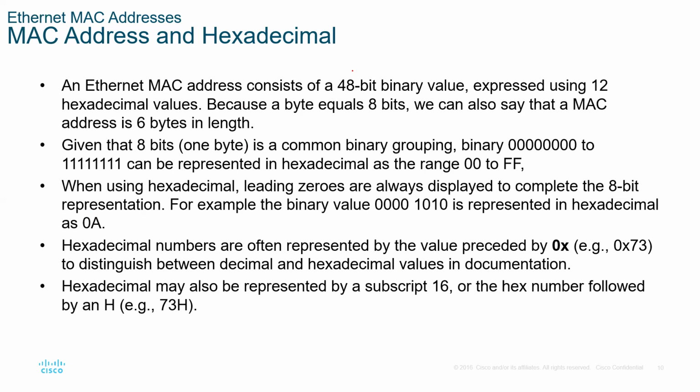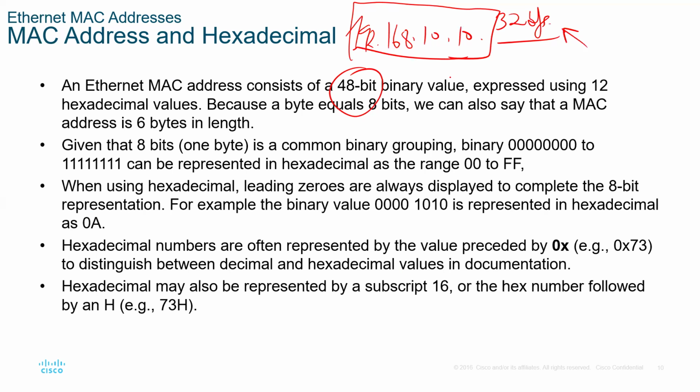Now, an Ethernet MAC consists of 48 bits as compared to the IP, which is 32 bits. You need to know these numbers. This one has 48 bits, expressed using 12 hexadecimal values. With the IP, those 32 bits we express using decimals so that we are able to read those numbers. That's why we see our 192.168.10.10. This is a decimal number which can be converted to 32 bits.